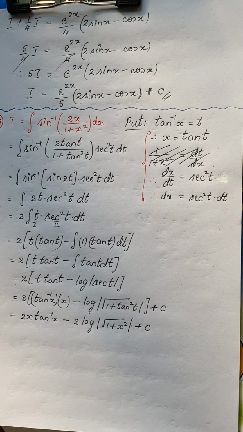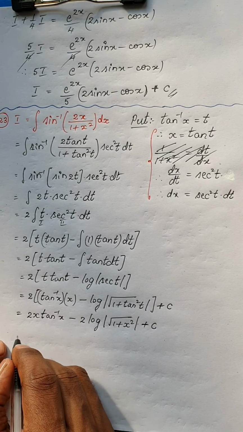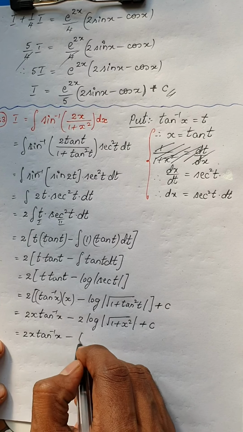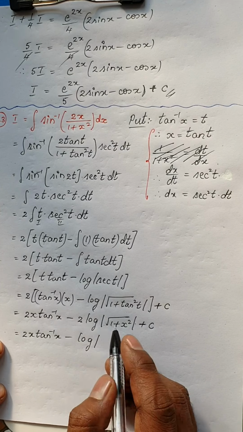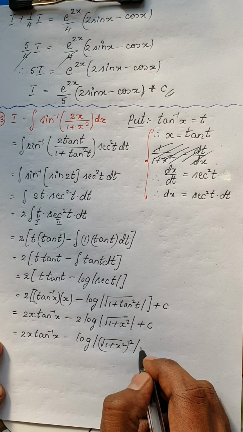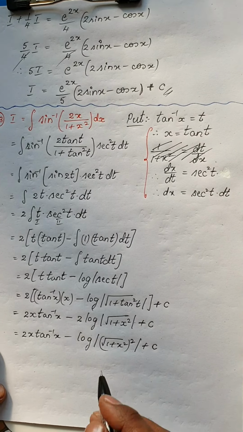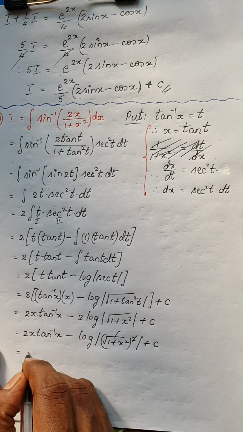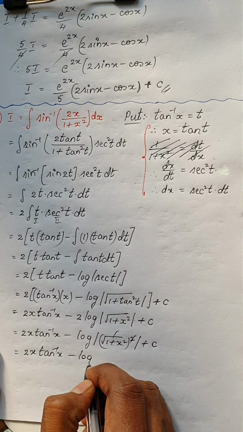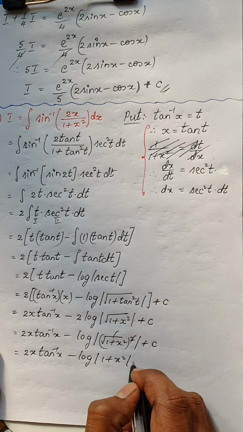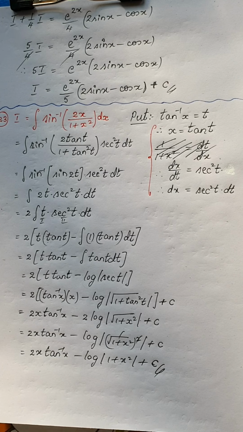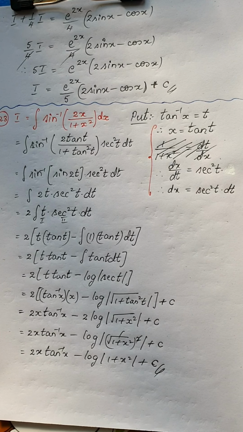Okay, this will do for you to get 3 marks, but if you want to simplify it further, you can write it as 2x tan inverse x minus, using the properties of logarithms, this 2 can be taken as a power, so it is root of 1 plus x square whole square plus c. Now square and root get cancelled, so my final answer would be 2x into tan inverse x minus log of mod 1 plus x square plus c, which is the constant of integration. And this would be the final answer for the above given integral.